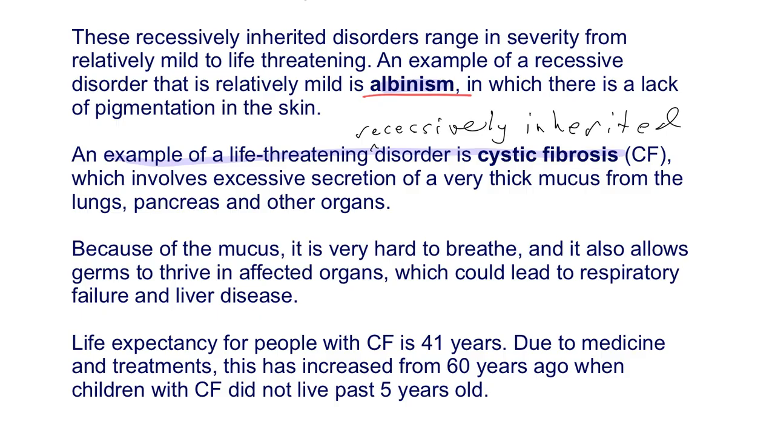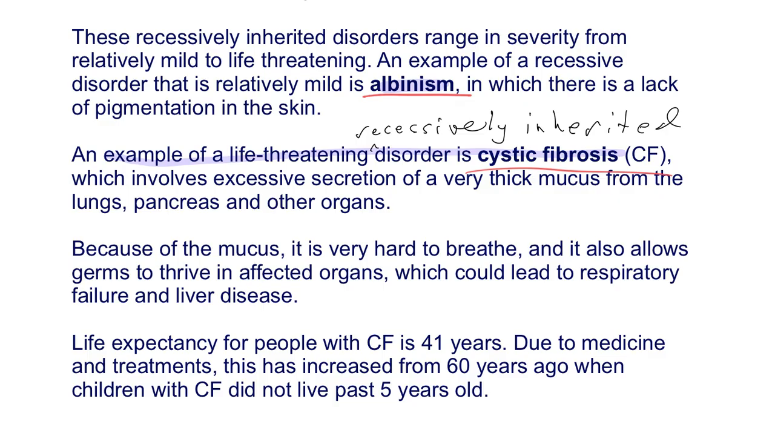Another example is cystic fibrosis. CF is a horrible condition that causes you to make too thick a mucus in your lungs. What happens is your lungs can't expand because of the sticky mucus, and the microscopic air sacs in your lungs eventually can't become unstuck and fill up with air. Again, that's due to a recessive allele.